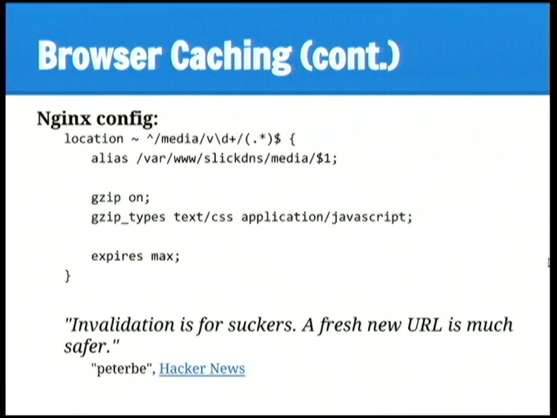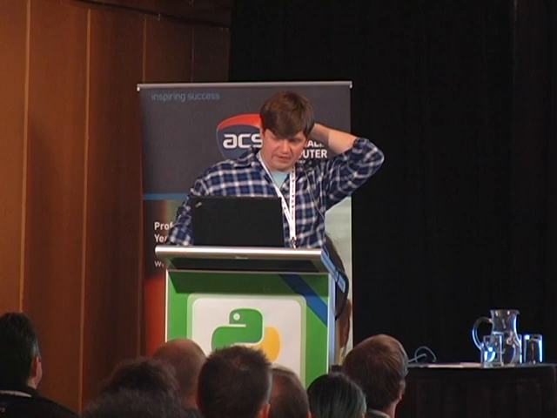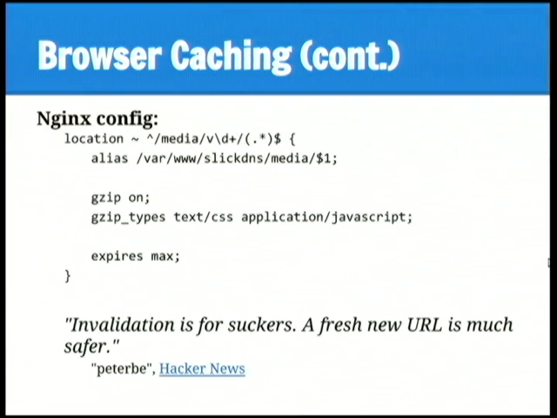Nginx on the other end says that if any static media file starts with a timestamp URL, then set the expiry time to maximum, which is a century out, I don't know, but it's a long time. Which basically says never invalidate this value. Here's a nice piece of wisdom from Peter B. on Hacker News: invalidation is for suckers. A fresh new URL is much safer. Because otherwise you're guessing, if this particular image can update, what's the safe value to put? Half an hour? Who knows? What if it's a site logo and somehow screwed up?